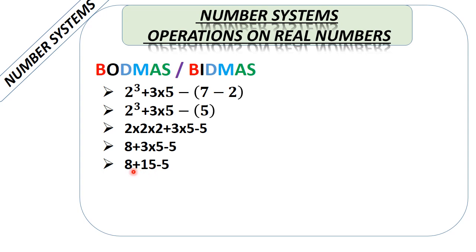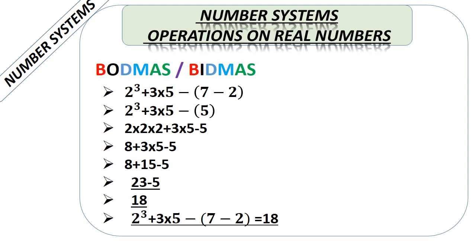So 8 plus 15 minus 5. Start with this. 8 plus 15 is going to be equal to 23, minus 5. And 23 minus 5 is going to give us 18 as our answer. We can write this as 2 power 3 plus 3 times 5 minus open bracket 7 minus 2 close bracket equals 18. So that's how to deal with problems that involve brackets.